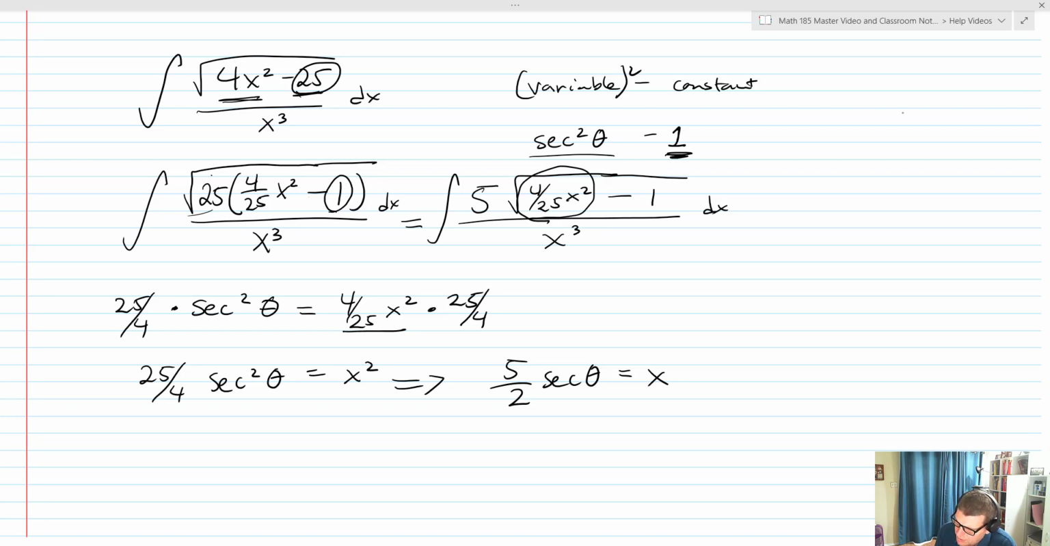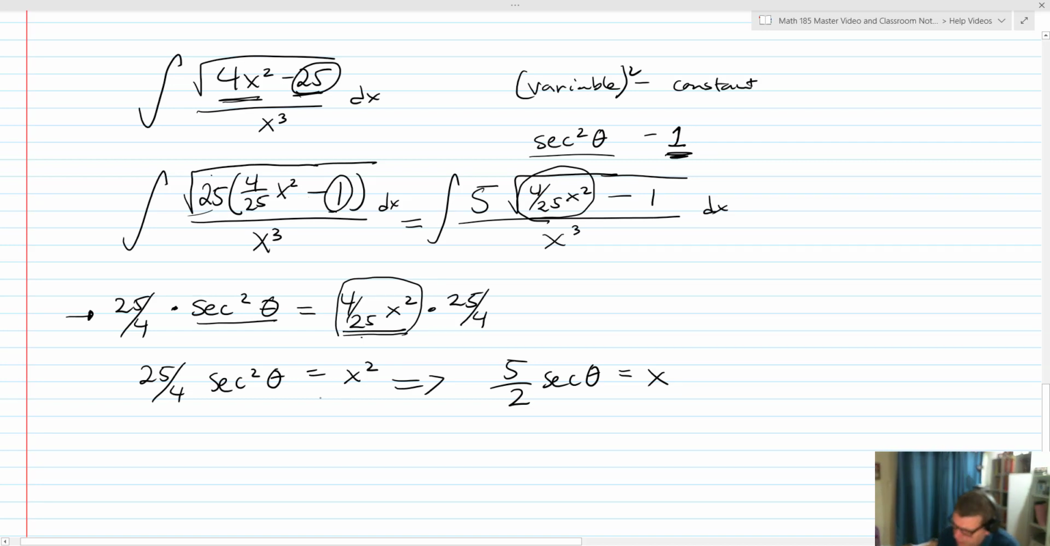So now I've got to take the derivative of both sides in order to get dx. Let's go through this and make sure it's really clear, and then we'll go on to dx. What I did was take 4/25 x squared and set it equal to the secant squared, because I want to make a direct substitution between those two. Then I solved for x using some algebra: multiply by the reciprocal, then take the square root, and I get x equals 5/2 secant theta. So now dx is going to equal the derivative of 5/2 secant theta.